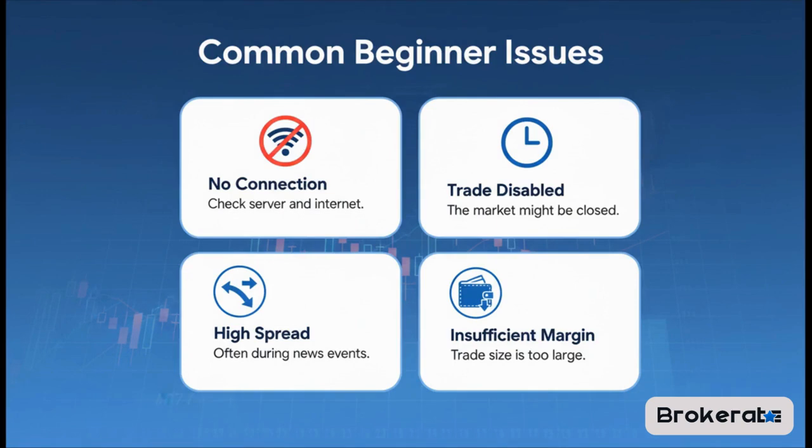See no connection? Go check that server name again, and your internet. See trade disabled? The market is probably just closed for the day or the weekend. See a high spread? It probably means there's a big news event happening. And insufficient margin? That's a sign you're trying to open a trade that's just too big for your account balance. See? Most issues aren't a bug, they're related to your account or the market itself.